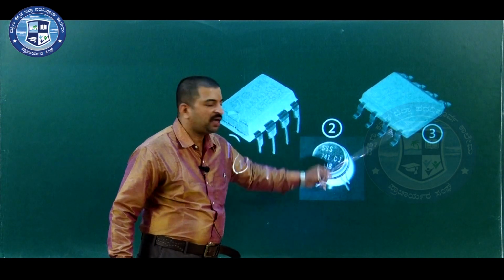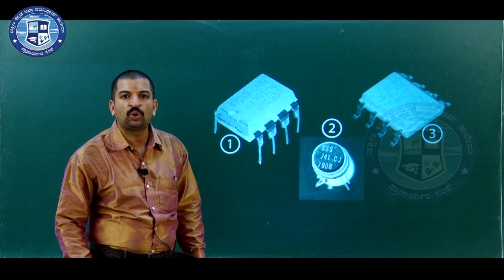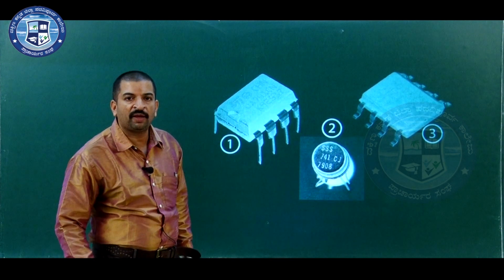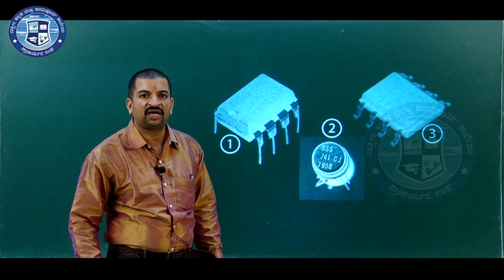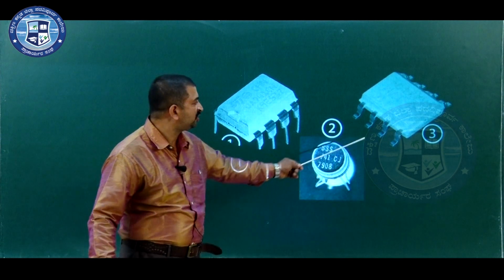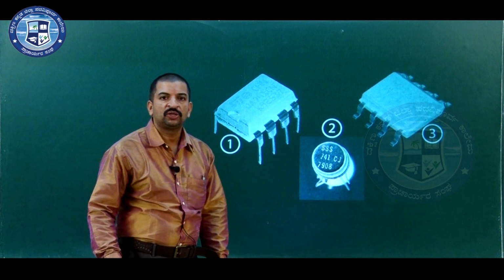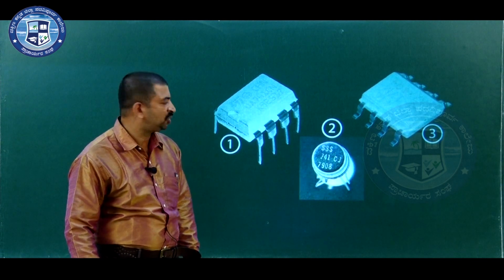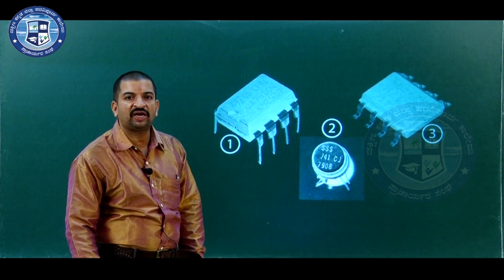And the next one is the SOC package, small outline package. These ICs are usually used to solder on a PCB, but not used for practical purposes. In most of the embedded circuits, we use these printed circuit boards, we use these small outline packages. These are the three types of packages available.